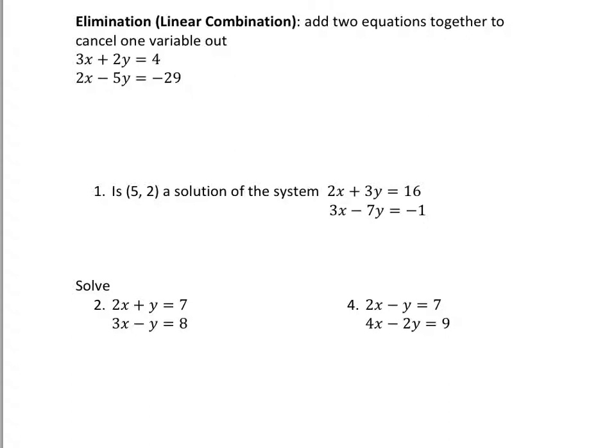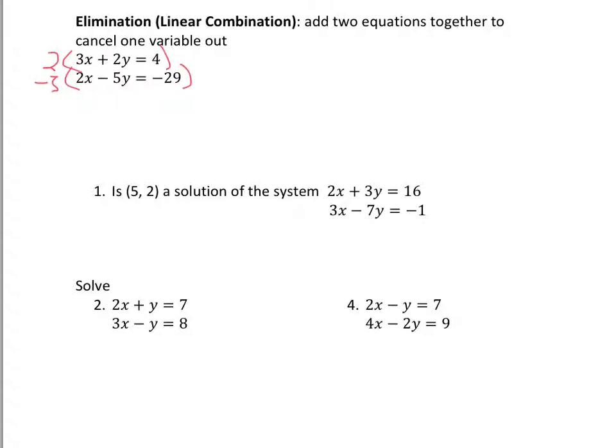So the easiest one is probably to turn both the x's into 6 by multiplying the top one by 2 and the bottom one by negative 3. You could multiply by 3 as well. That wouldn't be a problem, but then you'd have to subtract the equations, and I just think it's easier to add them.